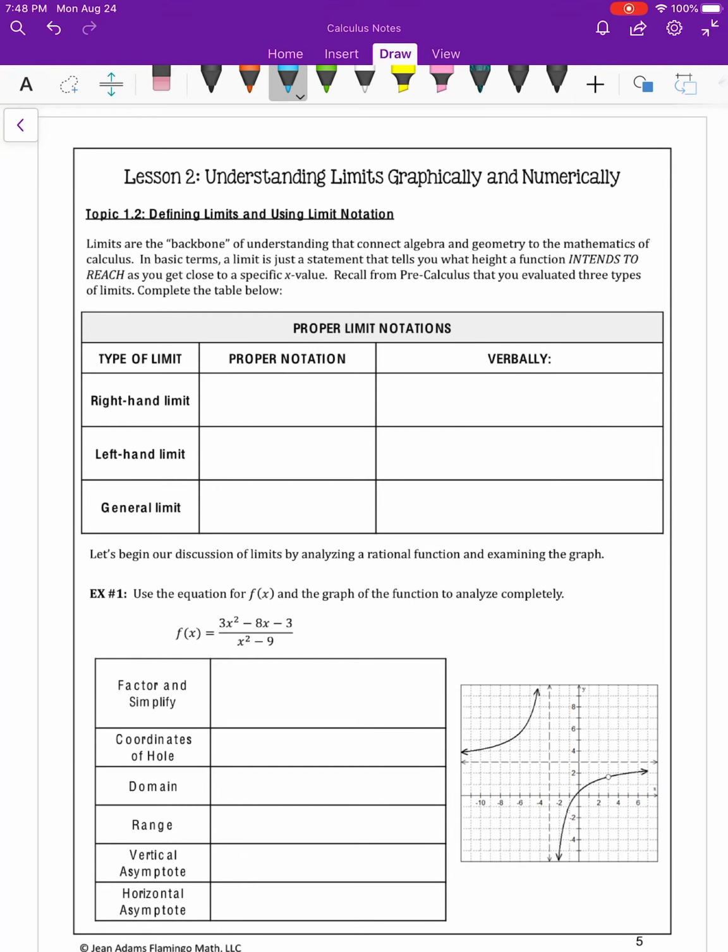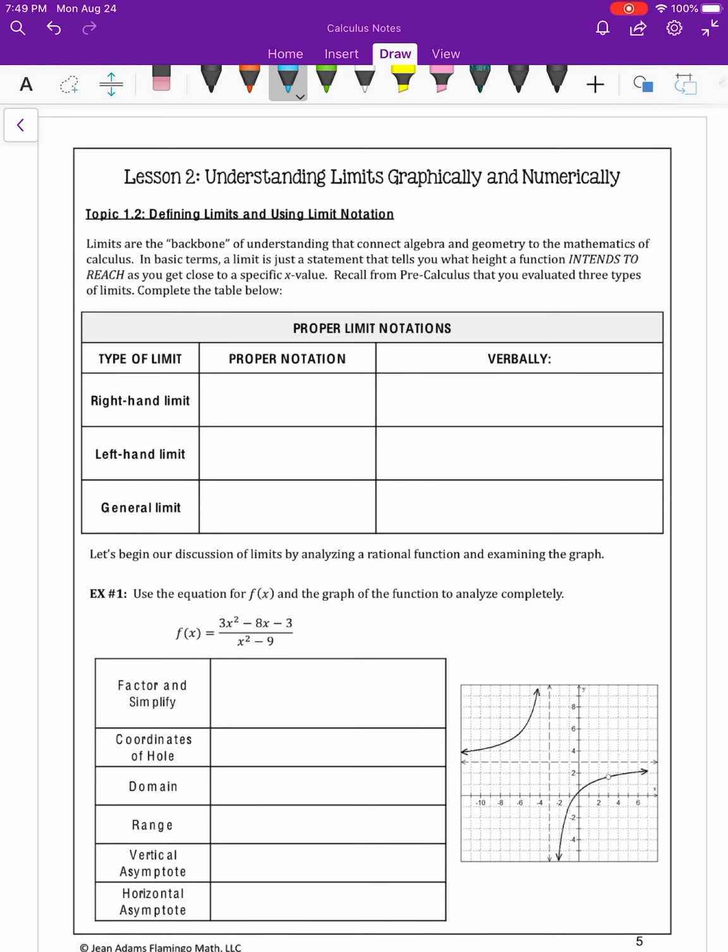In basic terms, a limit is just a statement that tells you what height a function intends to reach as you get close to a specific x value. Recall from pre-calculus that you evaluated 3 types of limits.